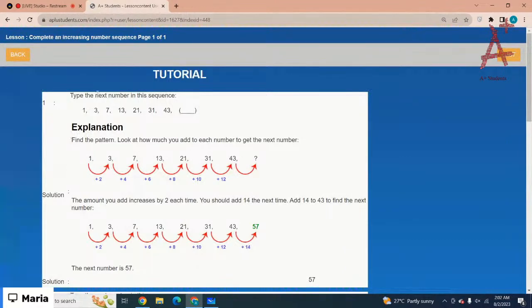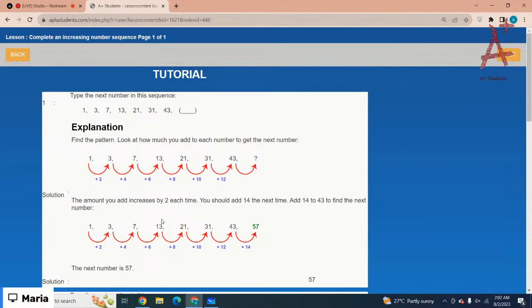So let's just start with the first one. 1, 3, 7, 13, 21. You can see the numbers are increasing, starting from 1, then 3, then 7, then 13, then 21. So that means they are increasing. By which pattern? 1 plus what number is 3? 1 plus 2 is 3. 3 plus 4 is 7. 7 plus 6 is 13. 13 plus 8 is 21. You can see the amount you add increases by 2 each time.